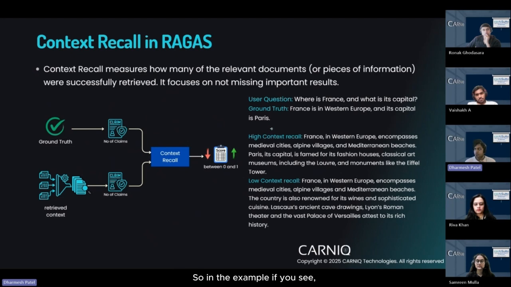So in the example, if you see, the question was where is France and what is its capital? And your ground truth is France is in Western Europe and its capital is Paris. Now, if you see higher context recall and lower context recall, in the higher context recall, the first sentence covers the geographical location, that it is located in Western Europe, and the second sentence mentions Paris as its capital. But the lower context talks about the first part, which is the geographical location, but it does not give you the information for the second half of your question, which was what is its capital.